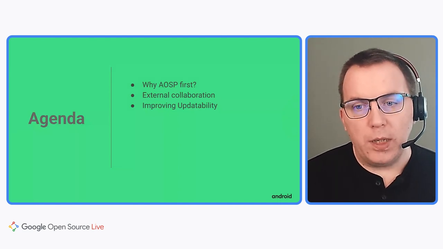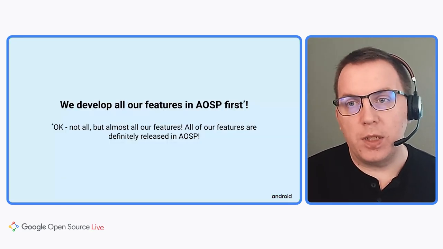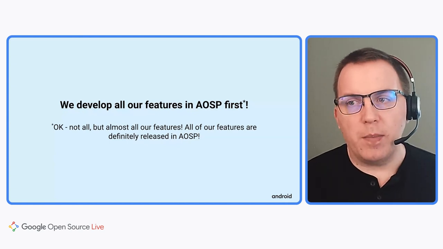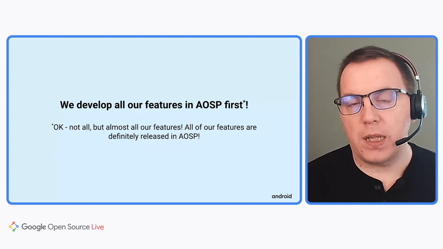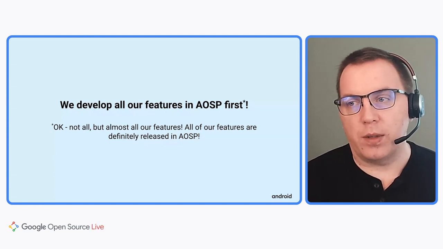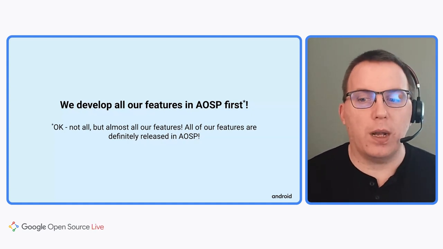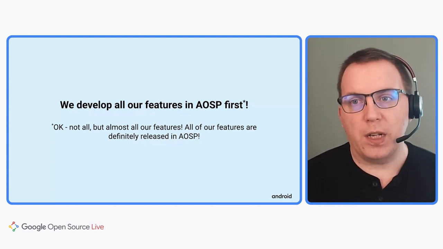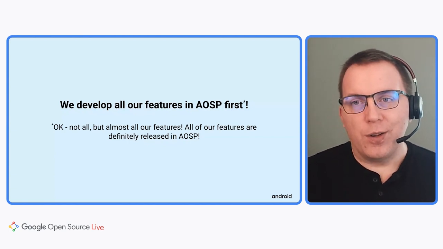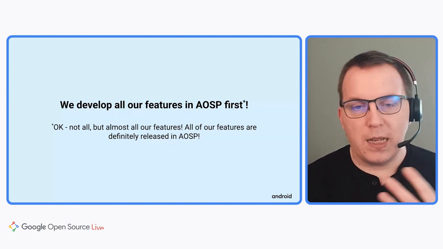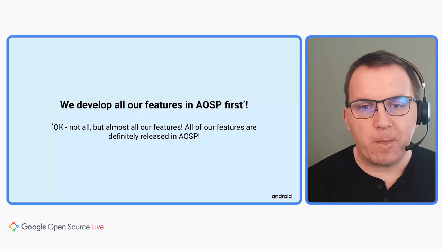So we really try on the Android platform team to do almost all of our feature development in AOSP first. There are some things that don't get developed that way. There are still some teams that are in transition, or there are things like security fixes that need to be done internally and privately before they can be shared out. But even in those cases, we try to make sure that when a new Android dessert release comes out, within 48 hours, we have the fully updated source available to everyone so that they can see it and build it themselves.